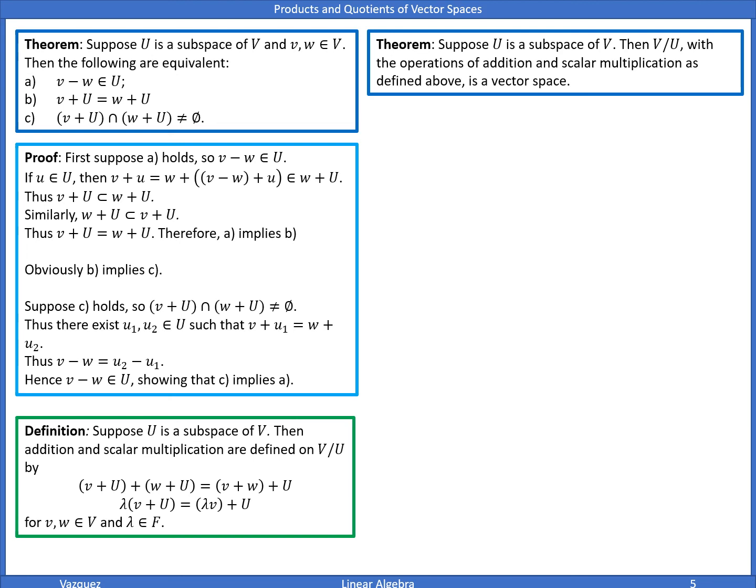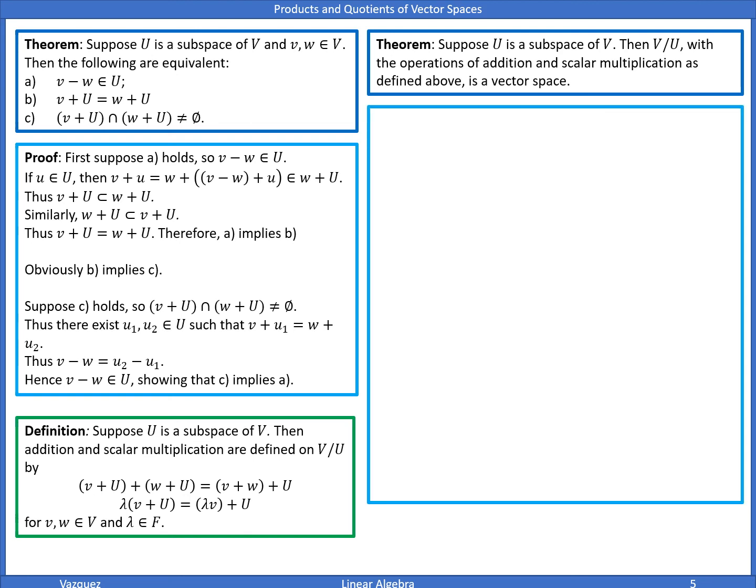Right? And we will go over this proof, but not entirely. This proof will mostly consist of proving that addition and scalar multiplication make sense, right? Because if those make sense, then you already have what addition and multiplication are, and it's much easier to show that it's a vector space.